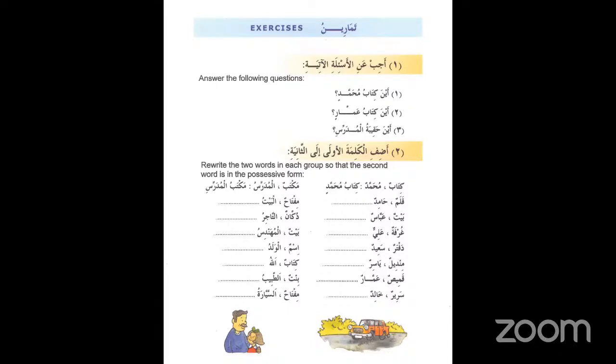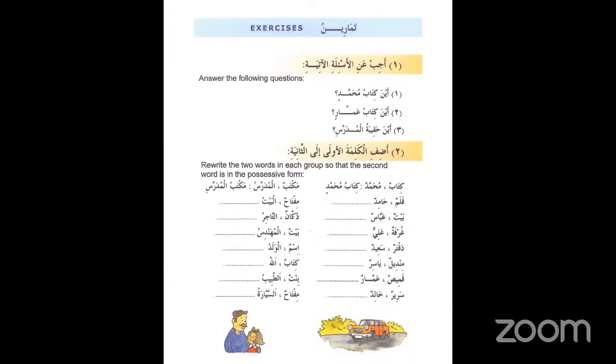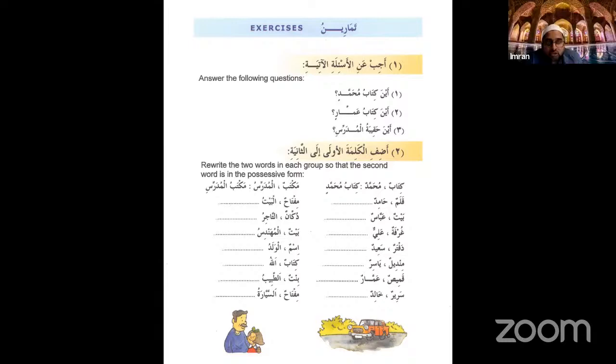Aina kitabu Ammarin. Where is Ammar's book? Not notebook, kitab is book. I want you to say: Ammar's book is on the teacher's desk.